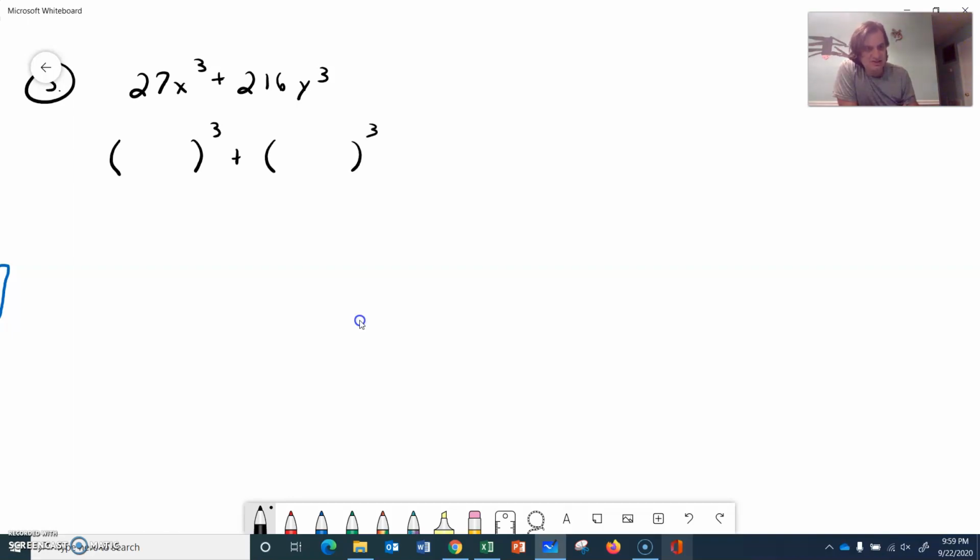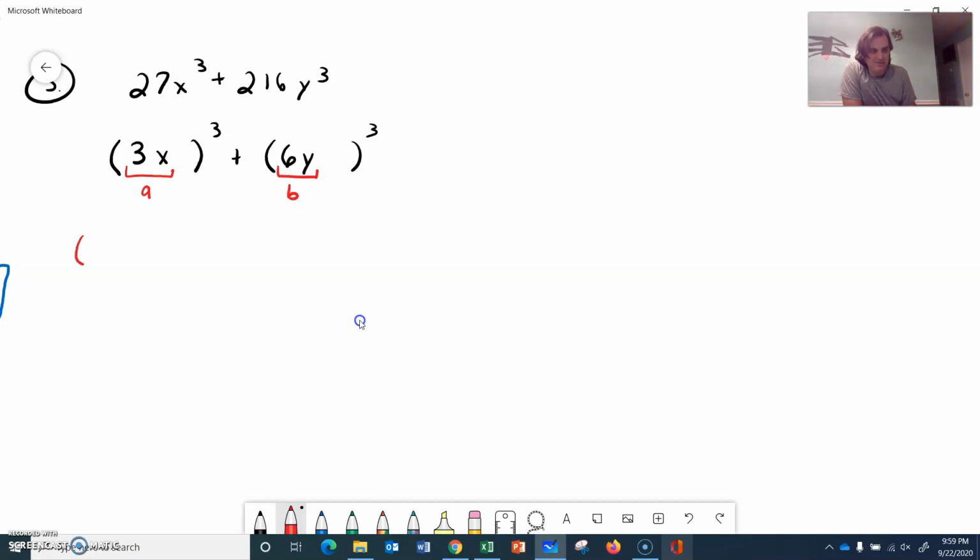So cube root of 27 is 3. X cubed is just x when you take the cube root. 216, the cube root of that is 6. And y cubed, the cube root of that is just y. And you can always use your calculator to make that happen. But what we have here is an a of 3x and a b of 6y.